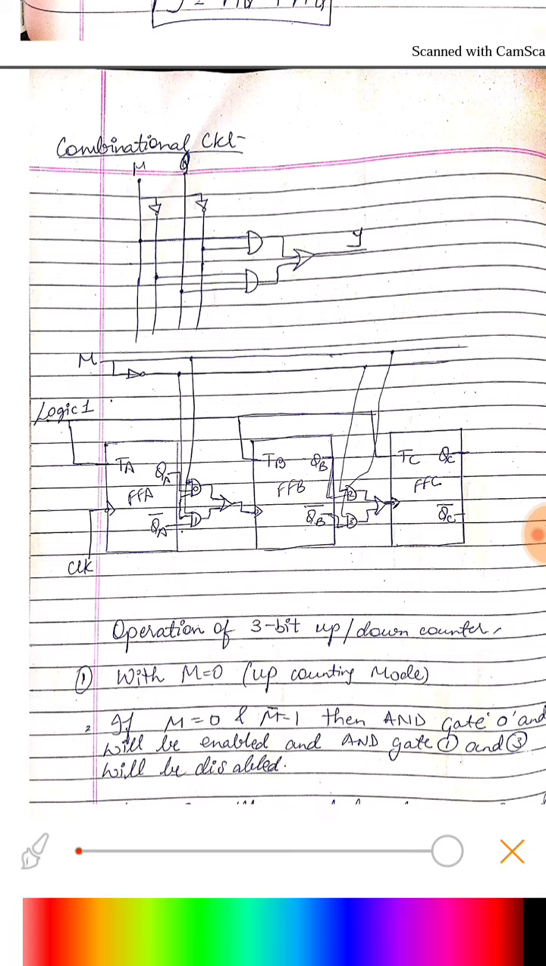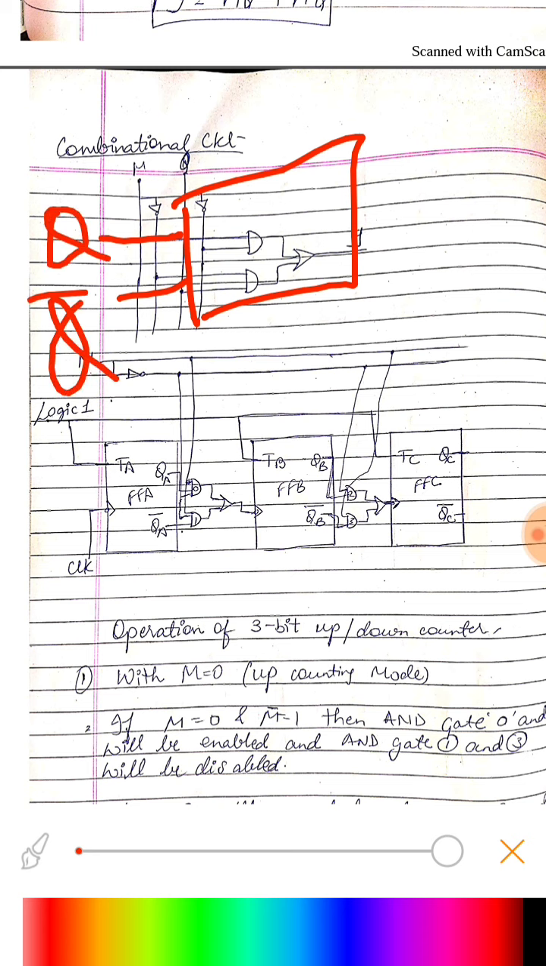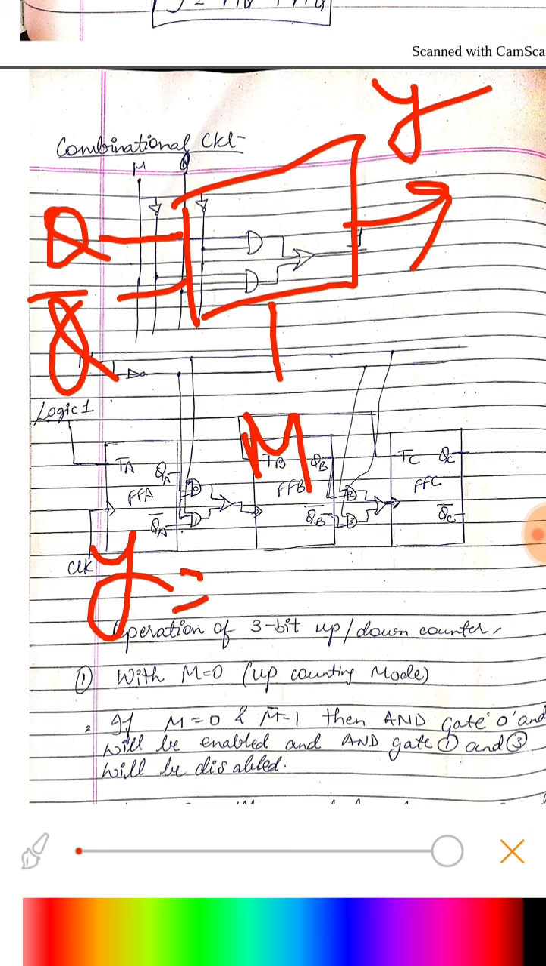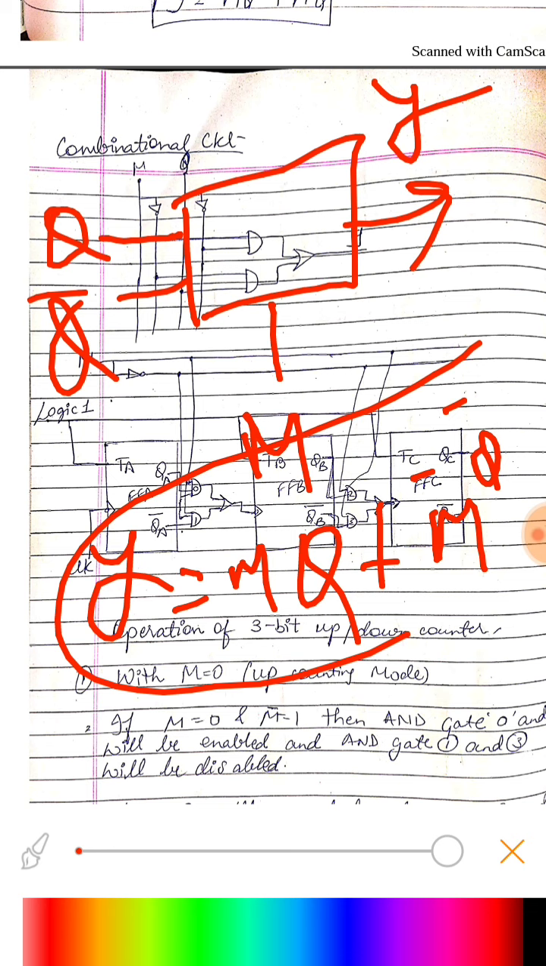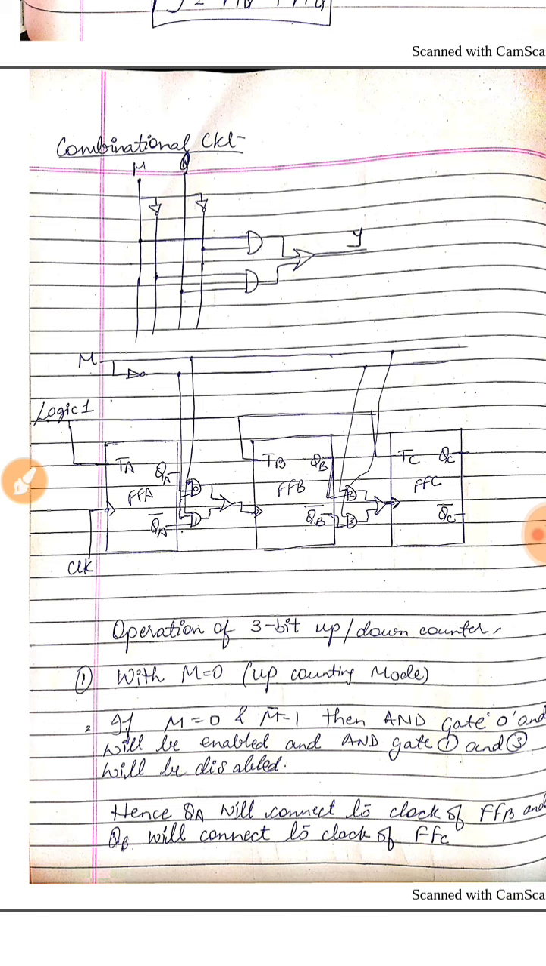What if I implement this with a multiplexer instead of this combinational circuit? It would have 2 inputs, q and q bar, and 1 select line, which can be m, and the output would be y. So what would y be? Y would become m into q plus m bar into q bar. So this is how we can make it using a multiplexer as well.